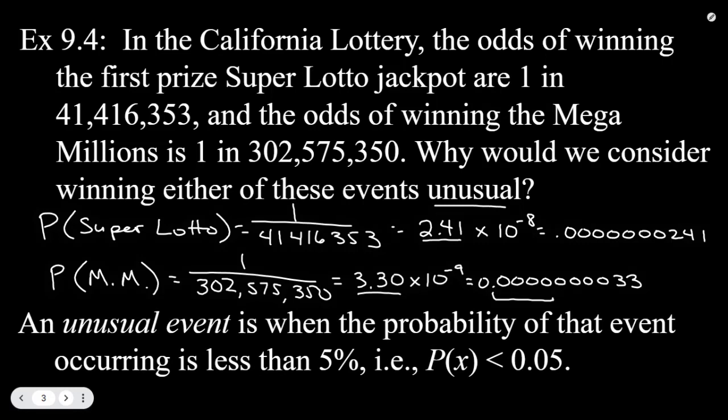In general, an unusual event is an event where the probability of that event occurring is less than 5% or 0.05. So notice these two examples that we've just done are significantly less than that 0.05.